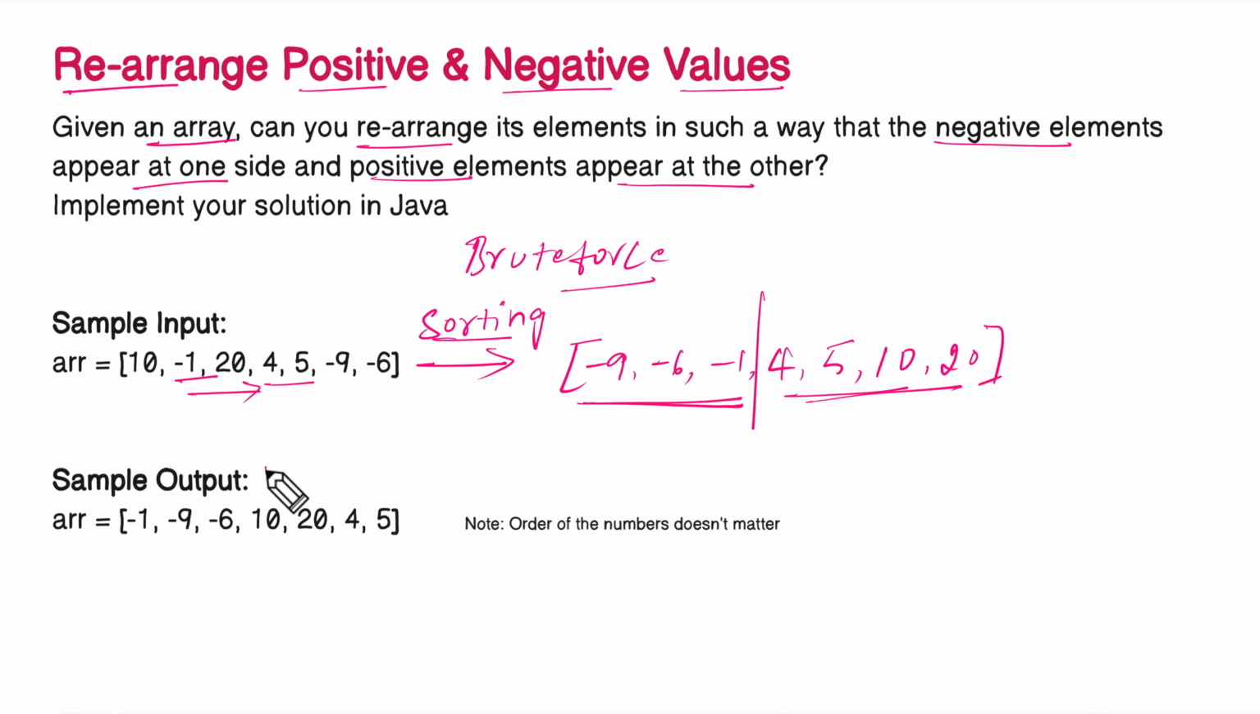And if you see the sample output, the order doesn't matter actually. Whichever negative values come first or positive values come, the order doesn't matter, so we don't have to worry about that.